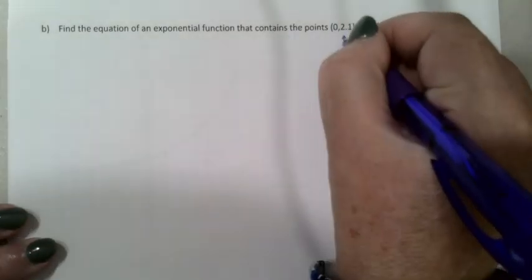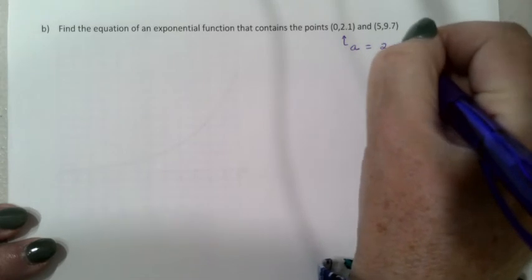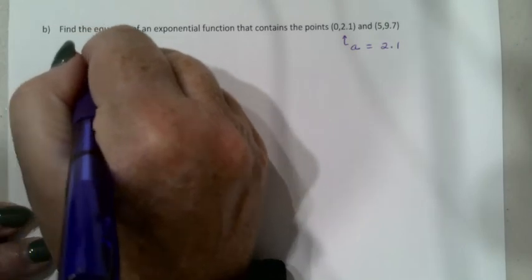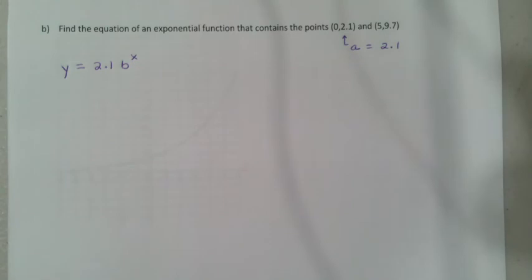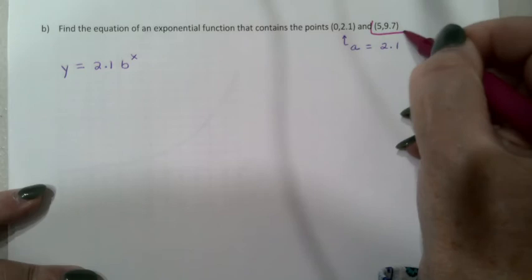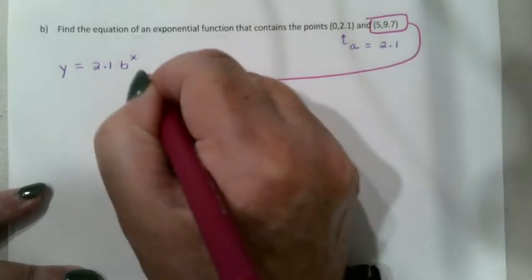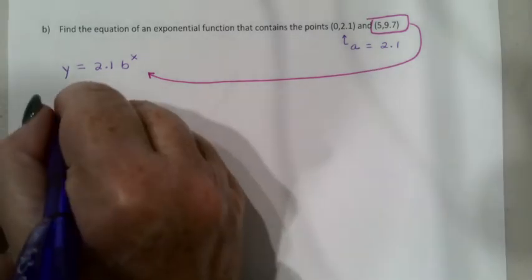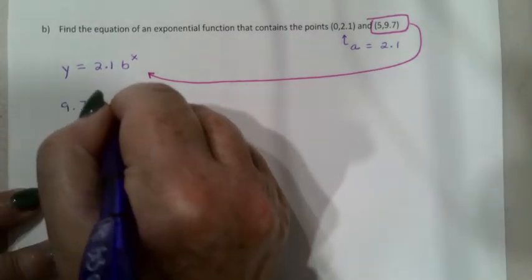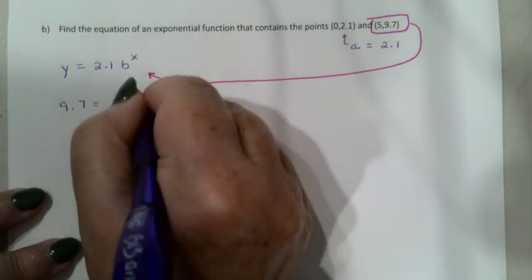Once again, I'm given 2 points, one of which is the y-intercept. So I already know a is 2.1. So y equals 2.1 times b to the x. I'll take my second point and plug it in: 9.7 for y and 5 for x.